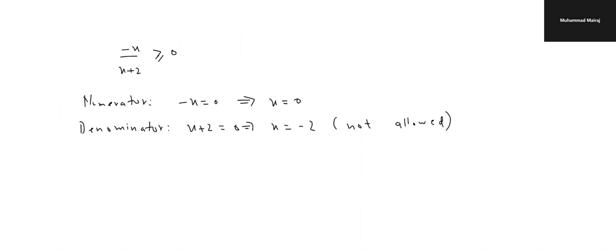And then we do the sign analysis, which is the interval and sign of the expression. Okay. So when x is less than negative 2, we have the sign of the expression is negative.